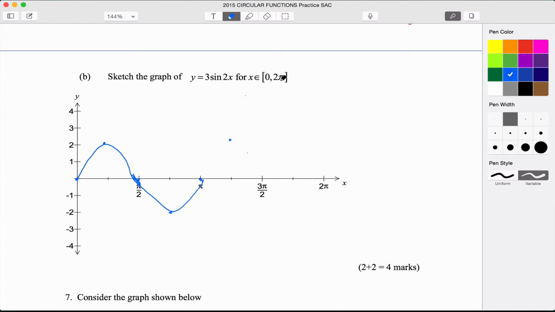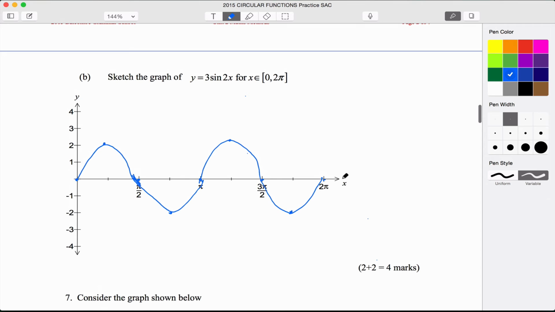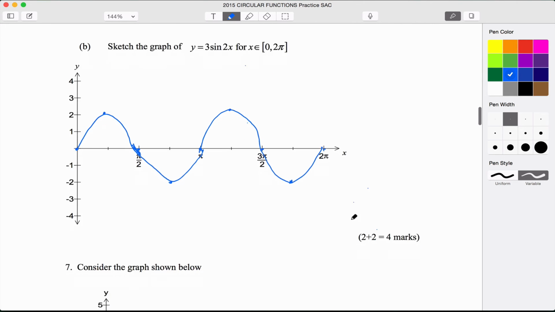Again, because you need to draw it from 0 to 2 pi, we need to do one more cycle. Having a better go at it there. And yours needs to be a smooth curve. Do check when you're drawing a graph if they've labelled the axes and put the arrows on there. Really important to have your graph fully labelled.